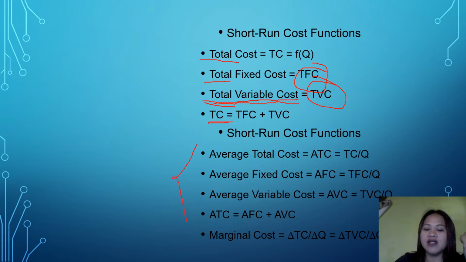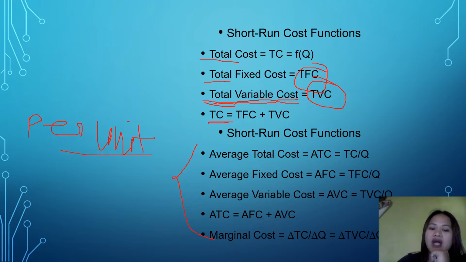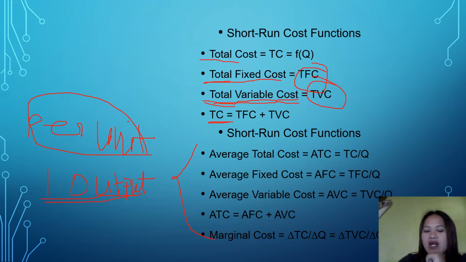Now, on the other hand, we have the average costs. The average cost is simply a cost per unit. Okay? Per unit. So when we say per unit, how much cost did we incur in producing one output? Out of the entire total variable cost, how much did we spend for one output? Out of the total fixed cost, how much did we spend on one output? So those are considered to be your average cost.